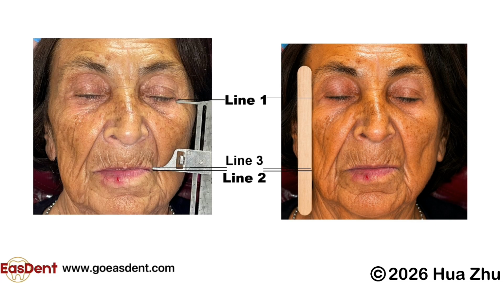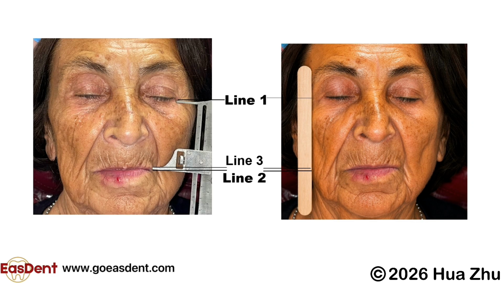For the Easdent measure, use the outer edge of the shorter stick to match the lateral commissure of the eye and the outer edge of the movable handle to match the commissure of the mouth. The outer edge of the shorter stick equals line 1 on the tongue blade, and the outer edge of the movable handle equals line 2. The distance between these two lines is the desired VDO.